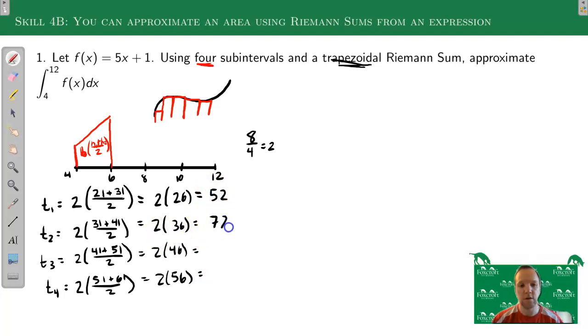72. This is going to be 92. This is going to be 112. All right, so this is the tedious part of Riemann sums, is finding all of these things.